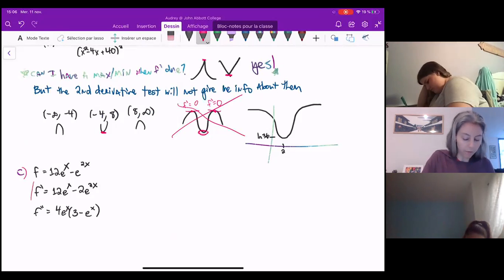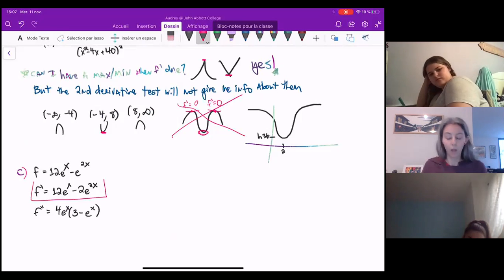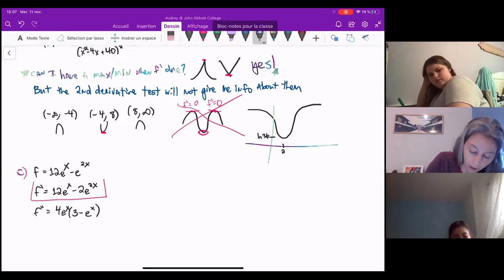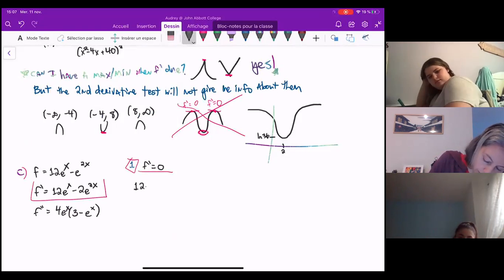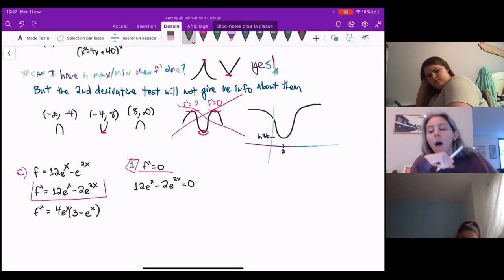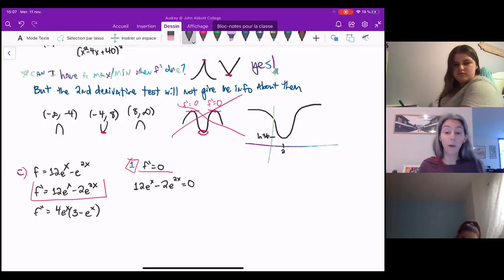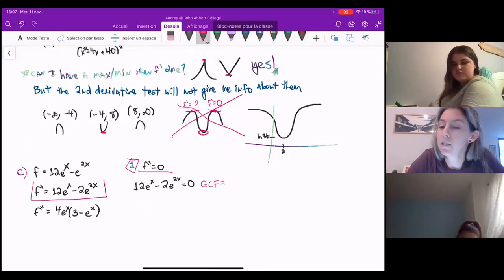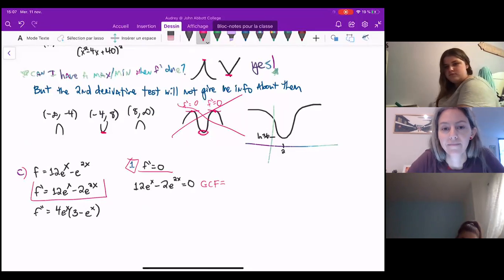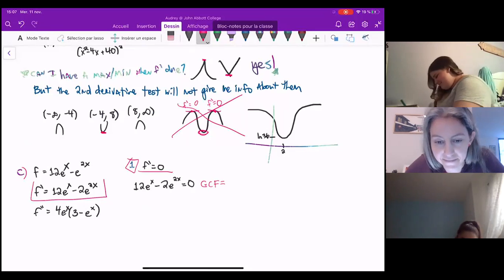So now we're looking at our first derivative for our first step here, and we want to set it equal to 0. So I have 12e to the x minus 2e to the 2x is equal to 0. A great way to solve this is to simplify. We need to find the greatest common factor. And to do that, you guys need to... one moment, please.